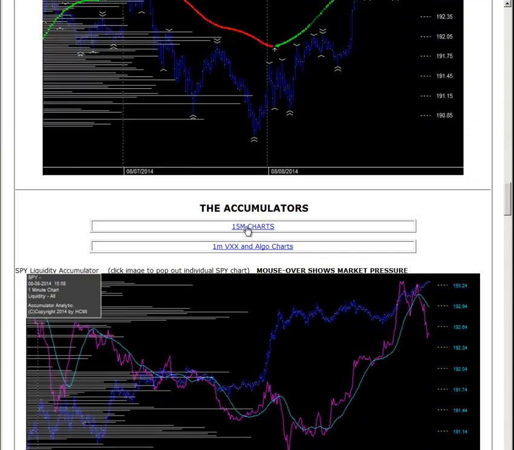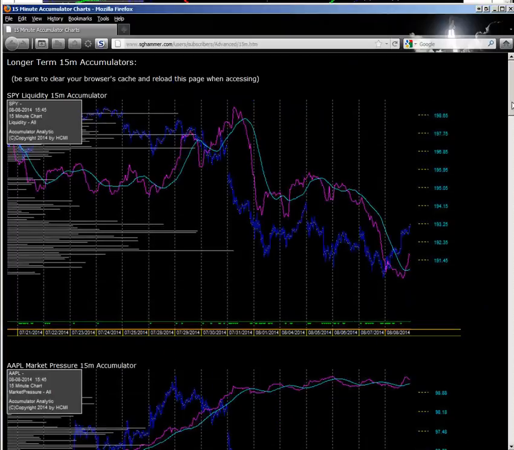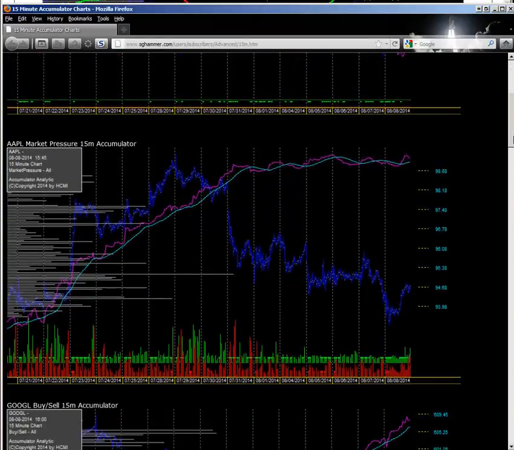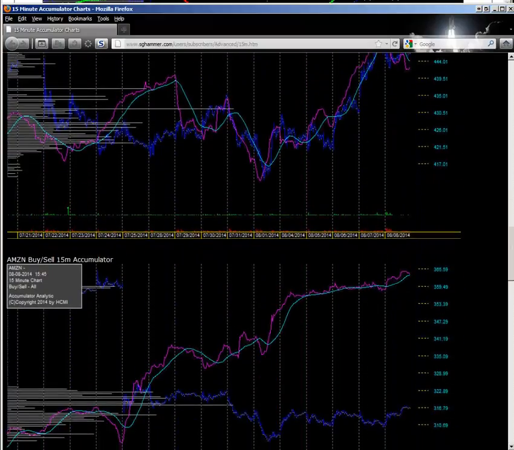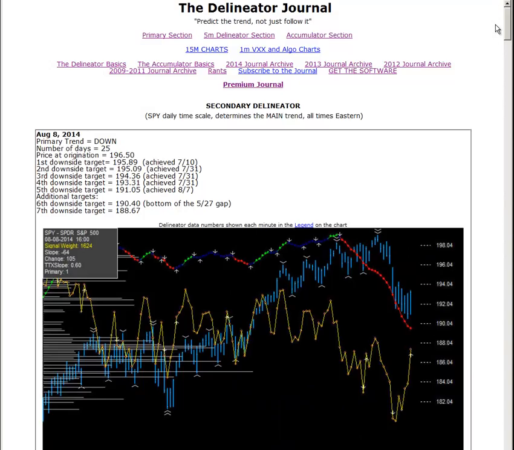We also have some 15-minute charts, and I'll bring those into view. We've got SPY, Apple, Google, Facebook, Netflix, Amazon, quite a few. We have some additional links to journal archives going back all the way to 2009. So that's the basic tutorial for the Delineator Journal.